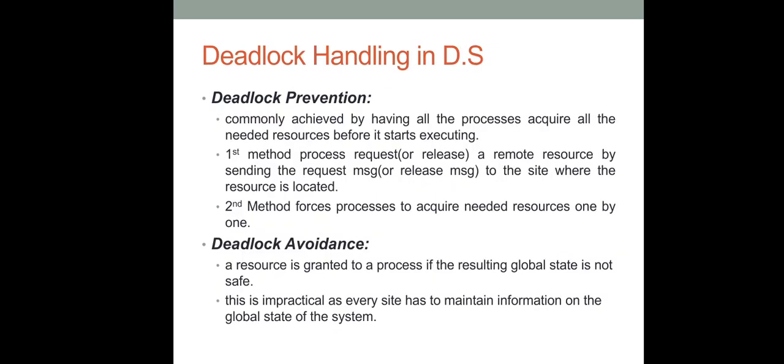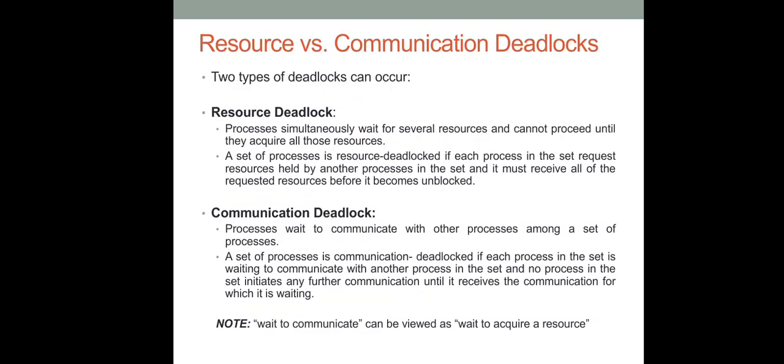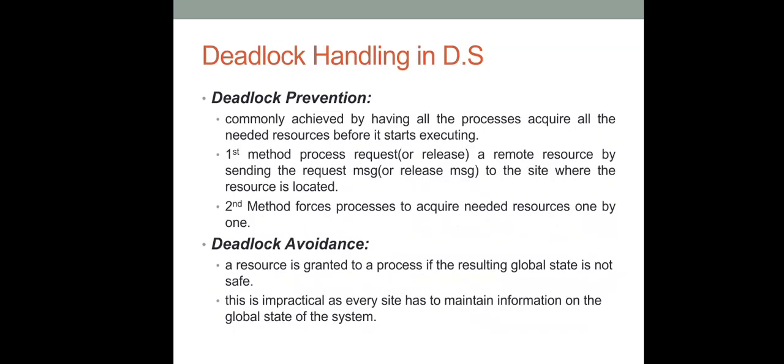So both resource and communication deadlock are the same. In the first case, they are waiting for the resource. In the second case, the processes are waiting for the message in a circular wait manner. Now, how is deadlock handled in a distributed system? Similar to a centralized system, as I said, three techniques can be followed: avoidance, prevention, and detection and recovery.